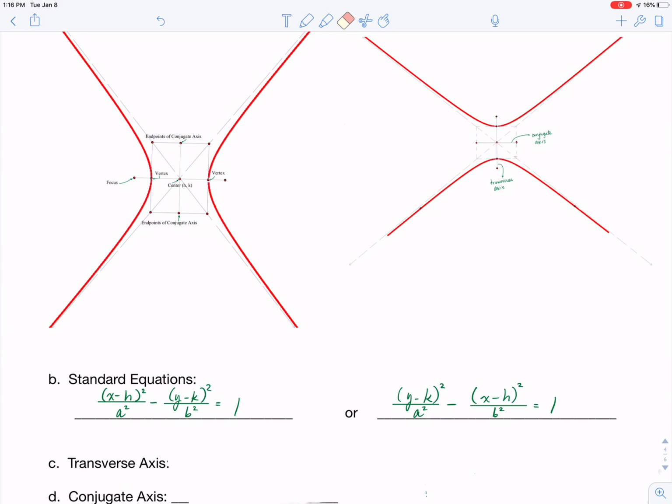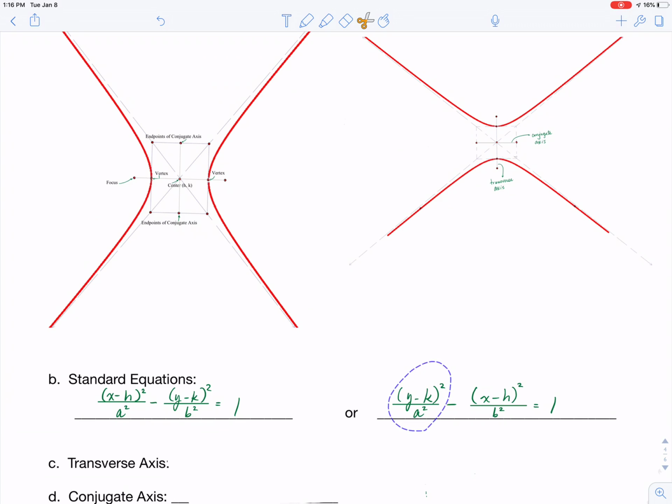What I like to focus on is the fraction that is the positive fraction. When it's the x fraction that's positive, notice that the y fraction is the negative fraction because it has a minus sign in front of it. When the x fraction is the positive fraction, it opens right and left along the x's. And when the y fraction is positive, it opens up and down along the y's. So that's how you use your two different standard equations.